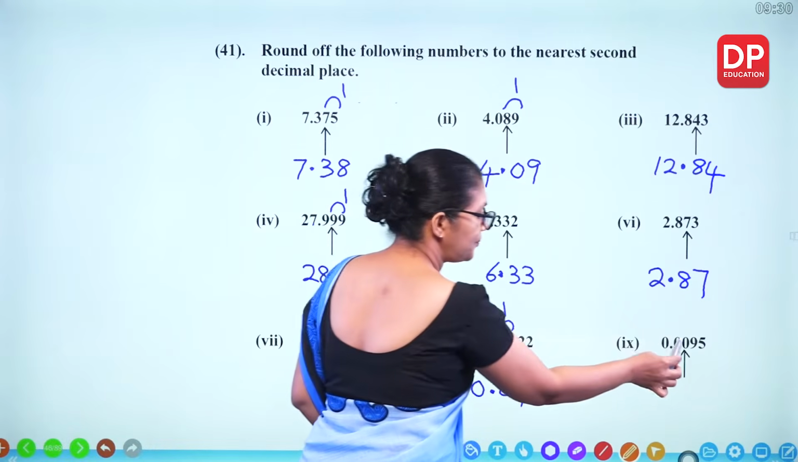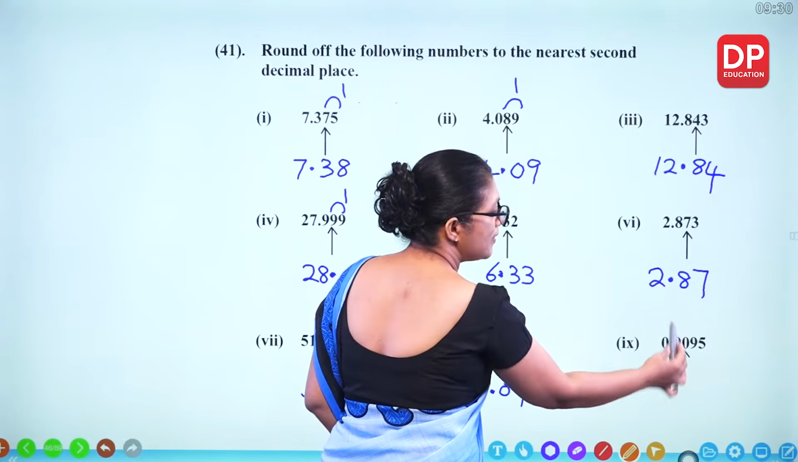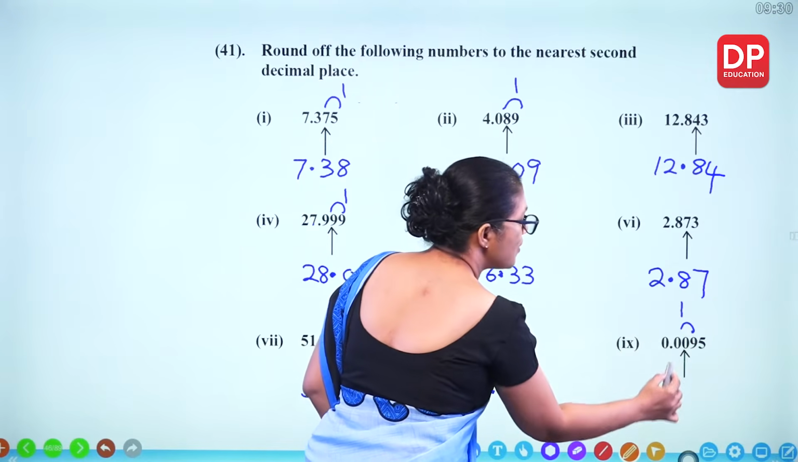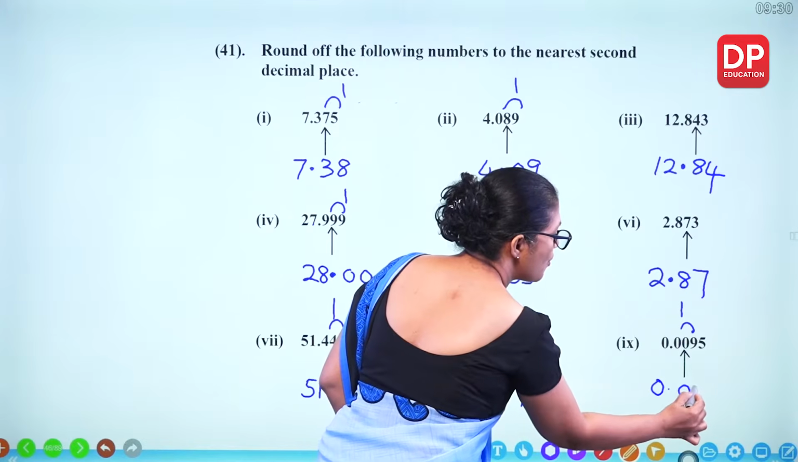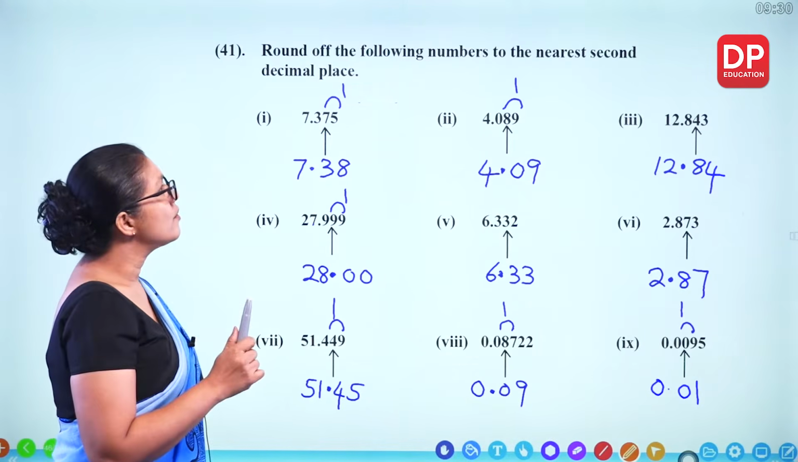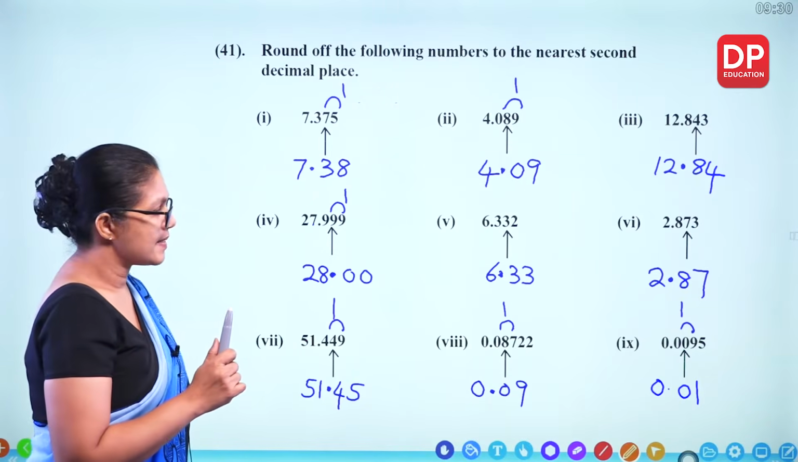This one. The next digit is more than 5. So you need to add 1. 0.01 is the nearest value correct to 2 decimal places.